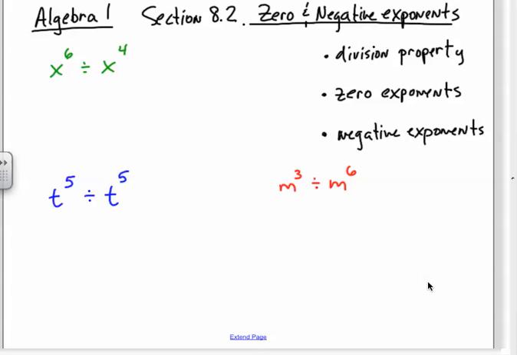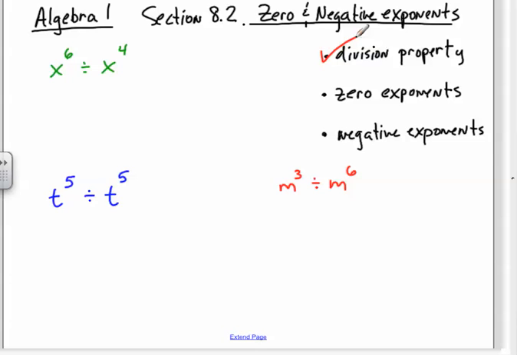Okay, folks, Algebra 1, Section 8.20, and negative exponents. Guys, we talked about this yesterday in class, and you asked some questions related to this, so we're going to get into it today with some zero and negative exponents. But the first thing I need to talk to you about is the division property, for us really to understand what's going on.